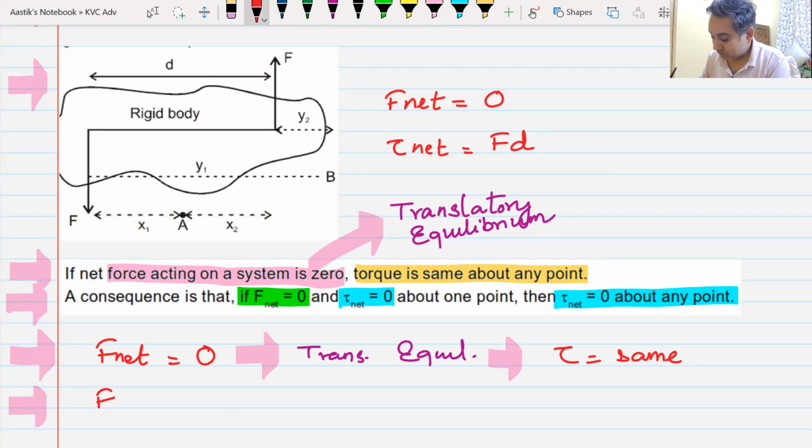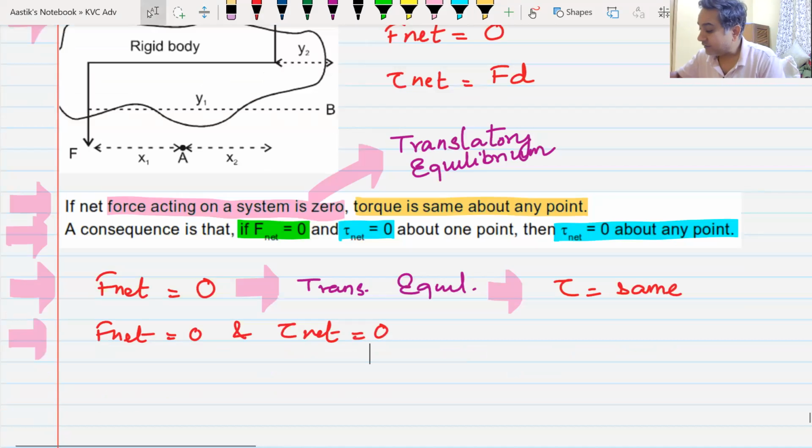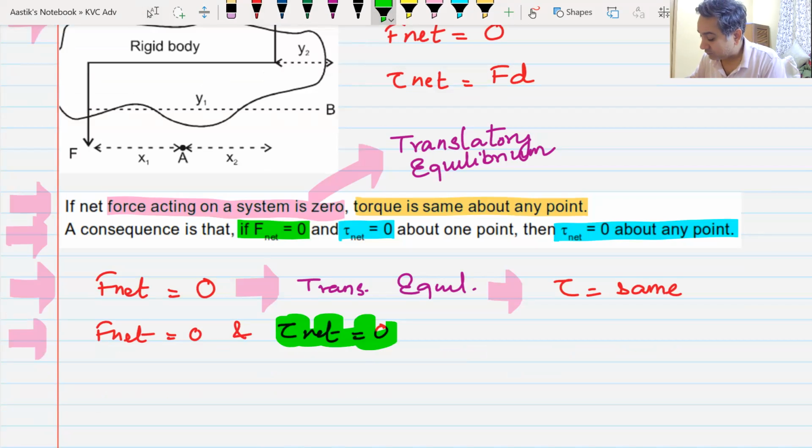Second case: if F net is zero and also tau net is zero. Now tau net zero means what? Tau net zero means the body is also in rotational equilibrium.